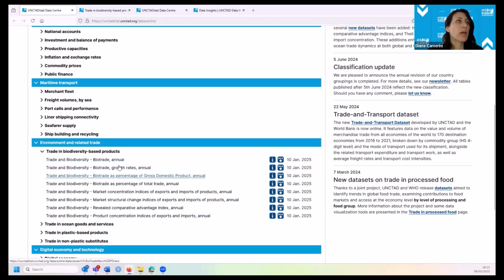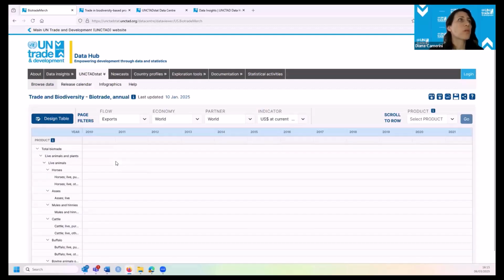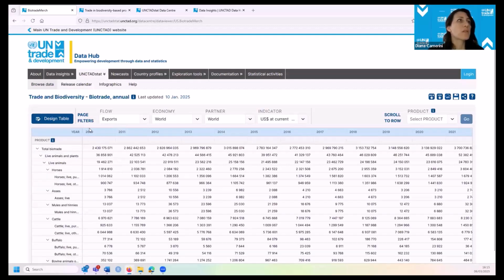The main indicators we have here are this biotrade annual, which includes information on imports and exports of biodiversity-based products, and I can show you a little bit how it works. The general default page you can open is listing the products, these 1,800 reclassified and grouped according to the classification, and the years. However, it is possible to customize this table. And for example, here we see export world, economy, partner world, and indicator. But we can customize it.